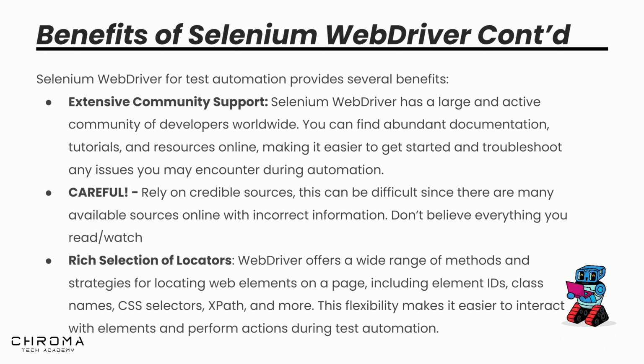Rich selection of locators. Selenium WebDriver offers a wide range of methods and strategies for locating web elements on a page, including element IDs, class names, CSS selectors, XPaths, and more. This flexibility makes it easier to interact with elements and perform actions during test automation. Okay, so for any test automation tool, really one of the most important things is being able to locate elements. But nowadays with modern applications, the element attributes and attribute values can be very dynamic. So we do have a lot of flexibility here to overcome those challenges.